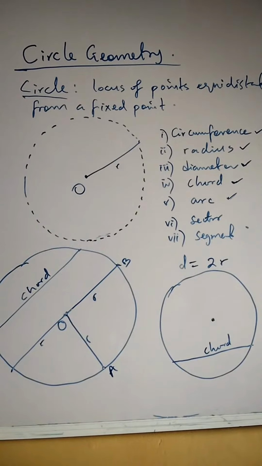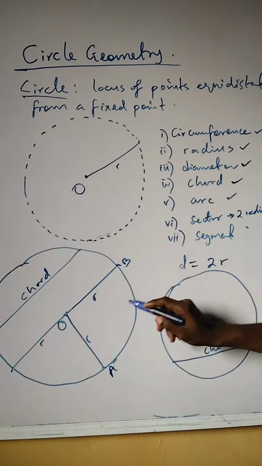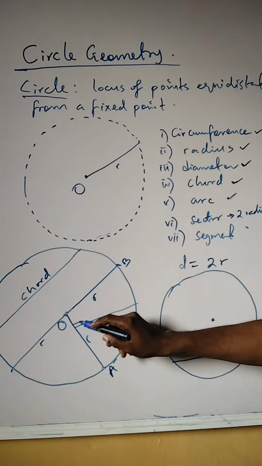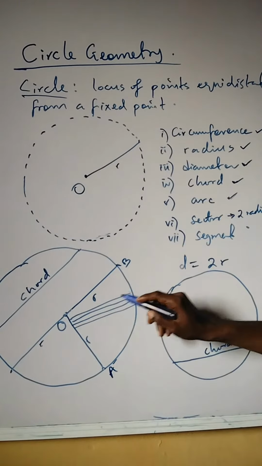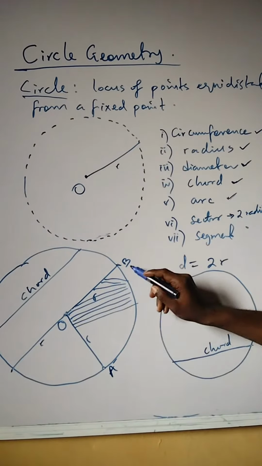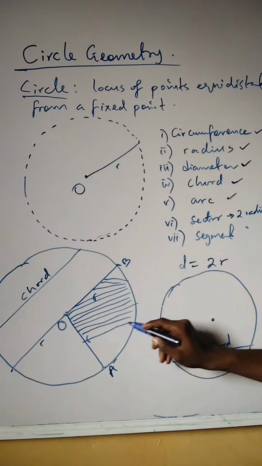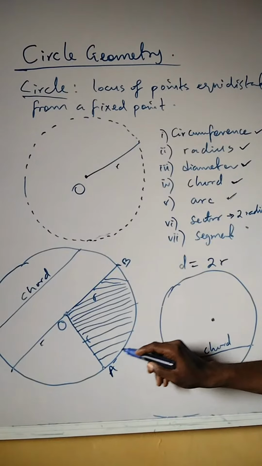And what about a sector? A sector is a region that is bounded by two radii and an arc. So for a sector, we have two radii and we have an arc. So let's see from here. We have these two radii here, and we have this arc AB. So this region that is bounded by these two radii, BO and AO, and this arc AB, is what is called a sector.